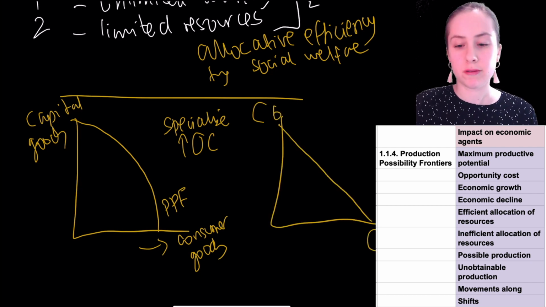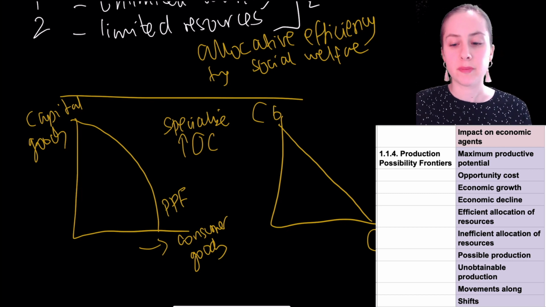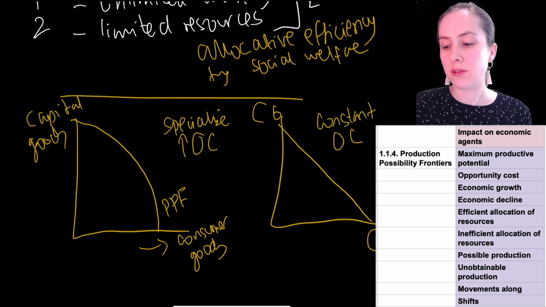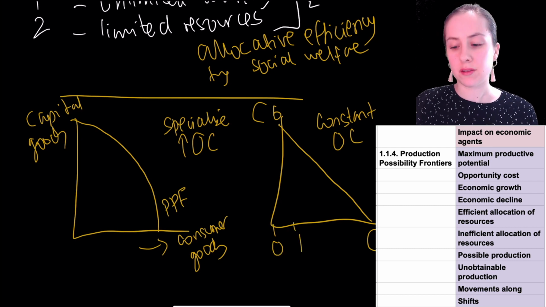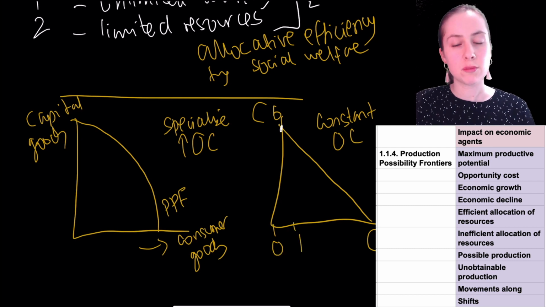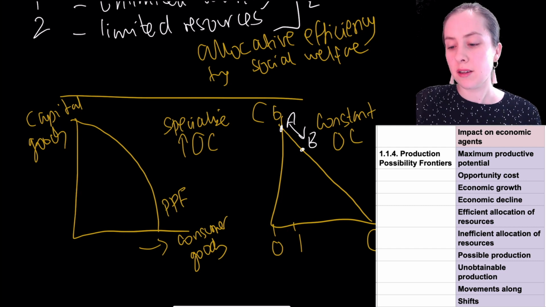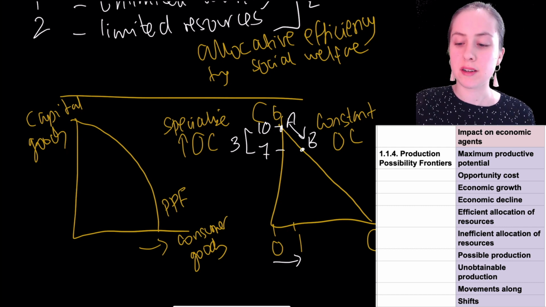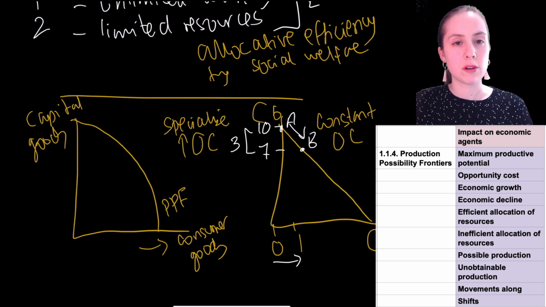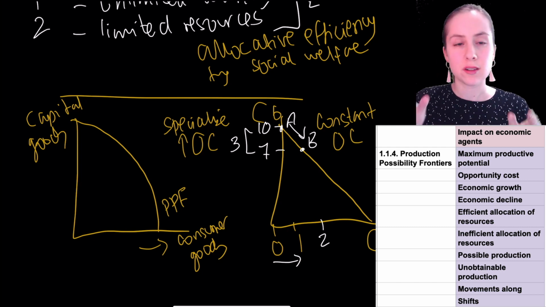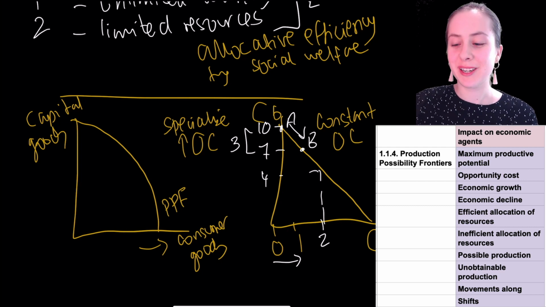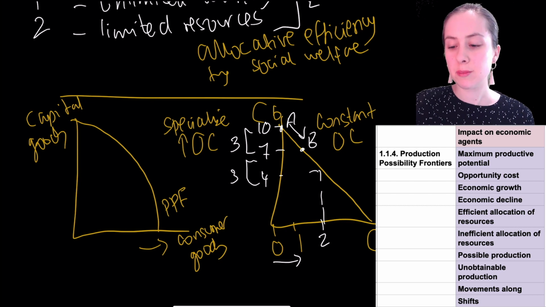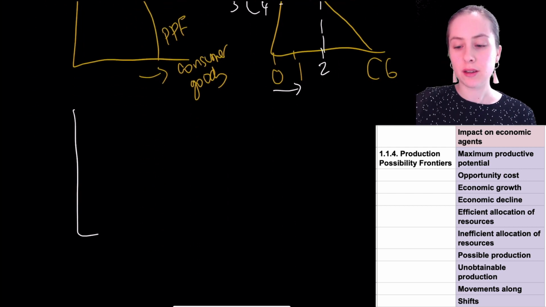If you have a straight PPF of capital goods and consumer goods, then that opportunity cost remains the same, always constant. So going from 0 to 1 consumer goods always sacrifices the same capital goods. You're going from 10 to 7, so you have sacrificed 3 capital goods. So the opportunity cost of going from 0 to 1 consumer goods was 3 capital goods, and that's going to be the same for the second consumer good. Again, maybe not to scale, we're going to be sacrificing 3 capital goods. It will always be the same ratio, but that's not true with the curvy one.